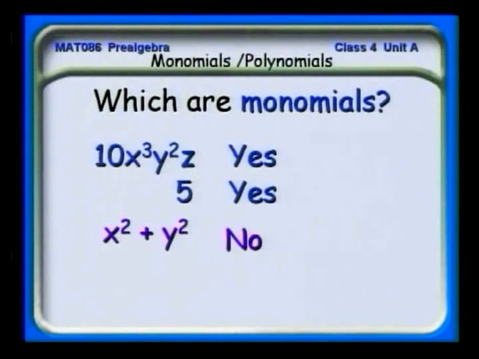Why isn't it? Because we have a plus, x squared plus y squared. It's actually a polynomial. There are several terms in there because the plus is in there. So it's definitely not. I got hooked into saying yes, yes, yes, yes, and almost made a mistake. I hope you didn't. How about xy divided by 2z? No, that's not, because in this case we have a division.